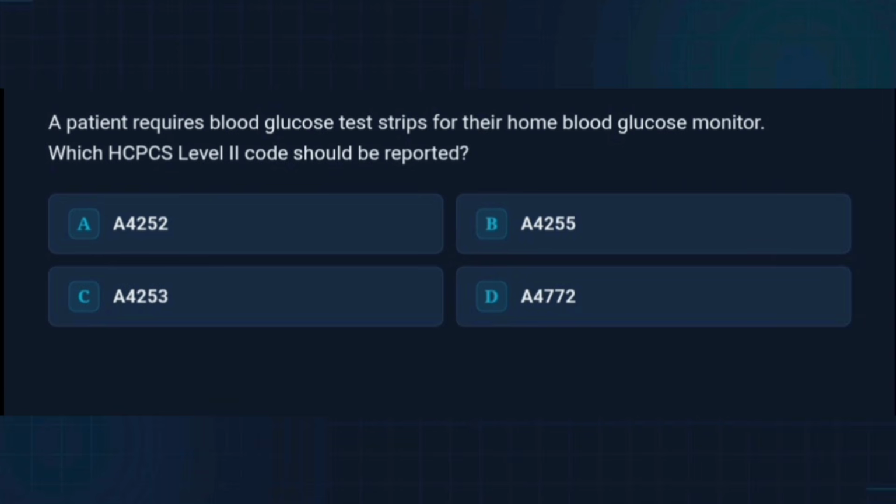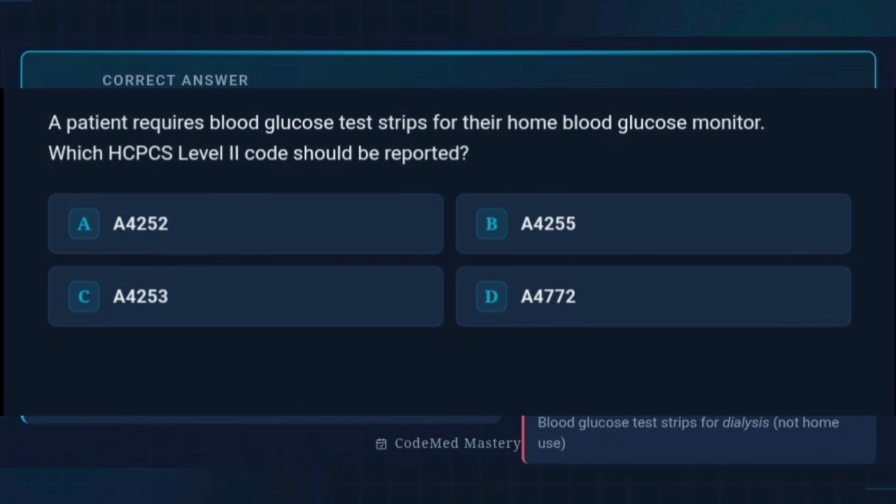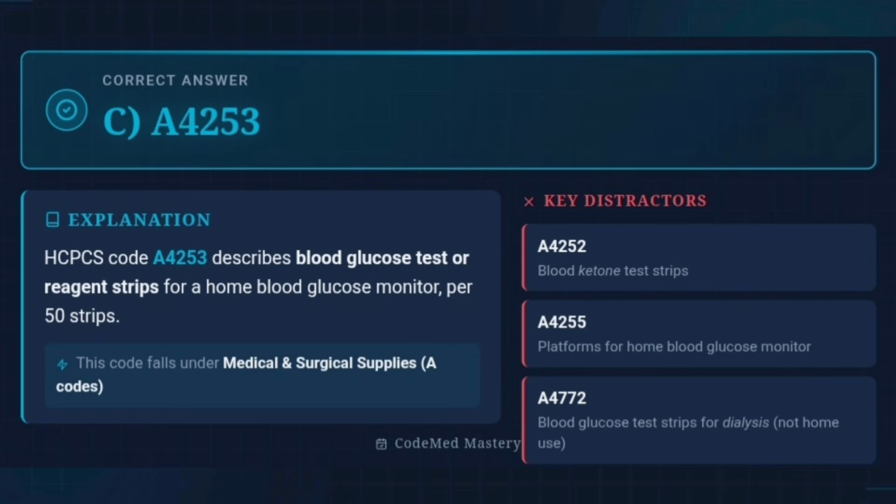Now let us read the question. A patient requires blood glucose test strips for their home blood glucose monitor. Which HCPCS level 2 code should be reported? We checked all the 4 codes. So, what is the correct answer? The correct answer is option C, A4253, because A4253 describes blood glucose test or reagent strips for home blood glucose monitor per 50 strips. In the question, they are just asking blood glucose test strips for their home blood glucose monitor. So this code is exactly matching.